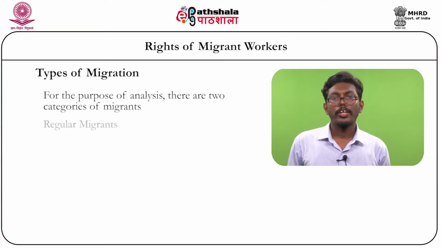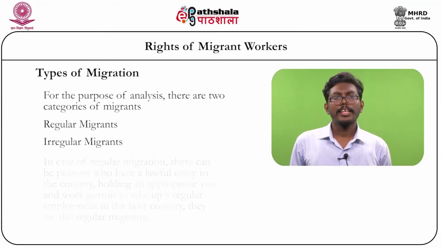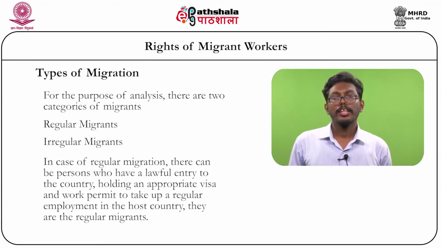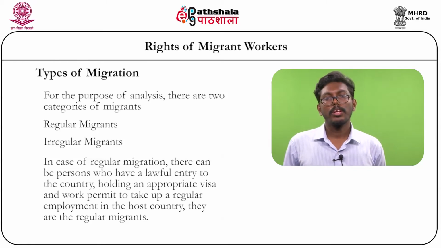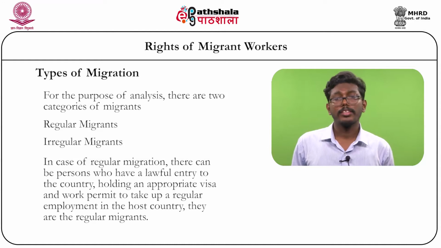Now, we need to understand the different patterns of migration. For the purpose of analysis, there are two categories of migrants. We call them regular migrants and irregular migrants. In case of regular migration, there can be persons who have a lawful entry to the country, holding an appropriate visa and a work permit to take up regular employment in the host country. They are called the regular migrants.